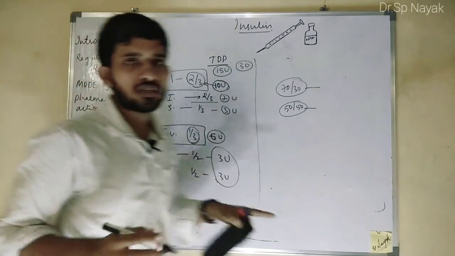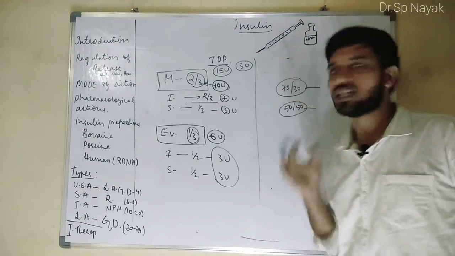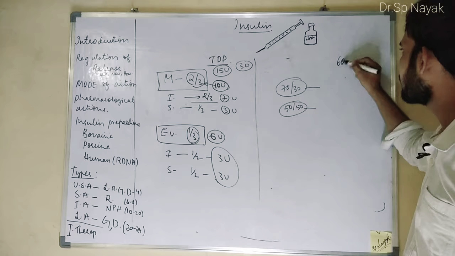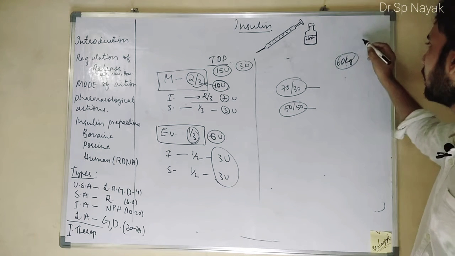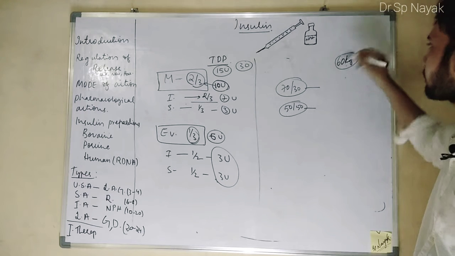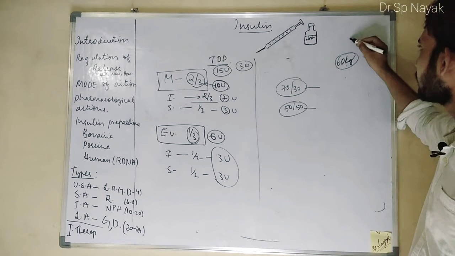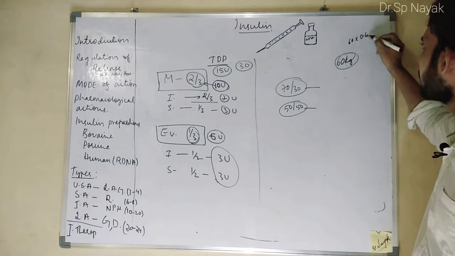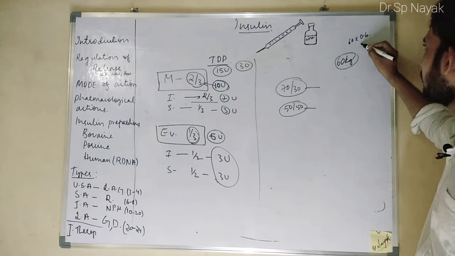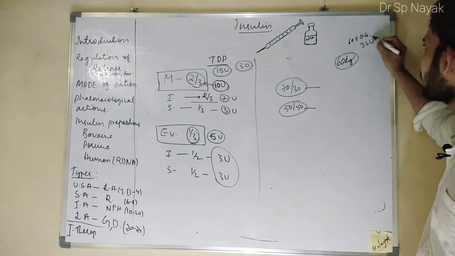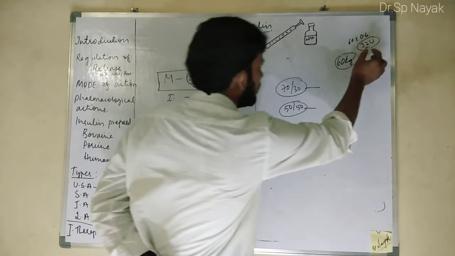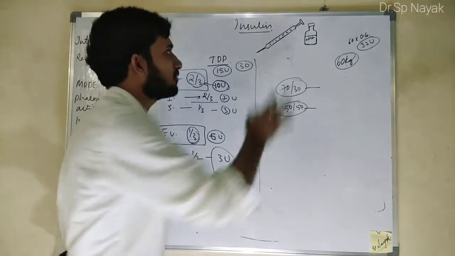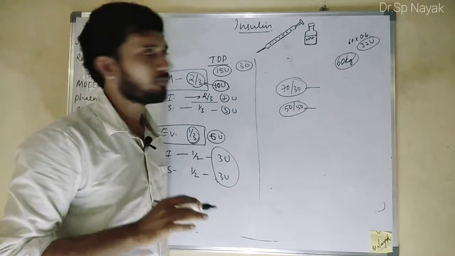So let us assume a patient with 60 kgs. His total daily dose will be around 60 into 0.6, it will be around 32 units, let's suppose. So 32 units is the total daily dose of a patient who has 60 kgs.